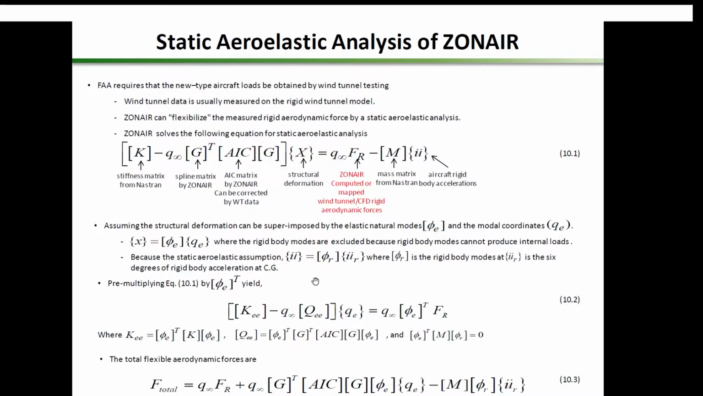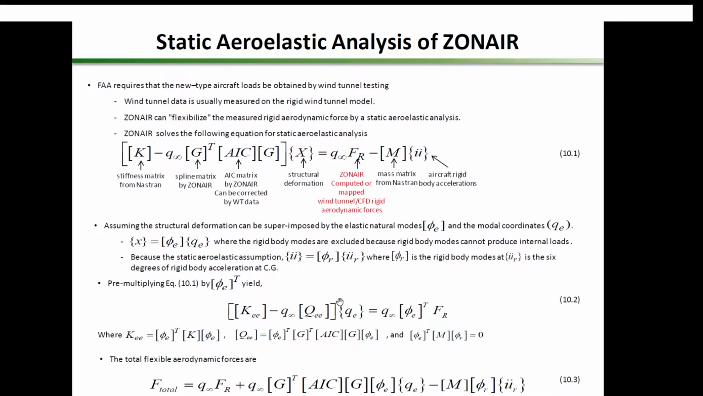orthogonal. So U can be expressed by the rigid body mode times U R, which is the 6 degrees of freedom rigid body acceleration at CG. So we substitute U here, and when we multiply this matrix by phi sub e transpose, phi sub e transpose times M times phi sub R is 0 because they are orthogonal.